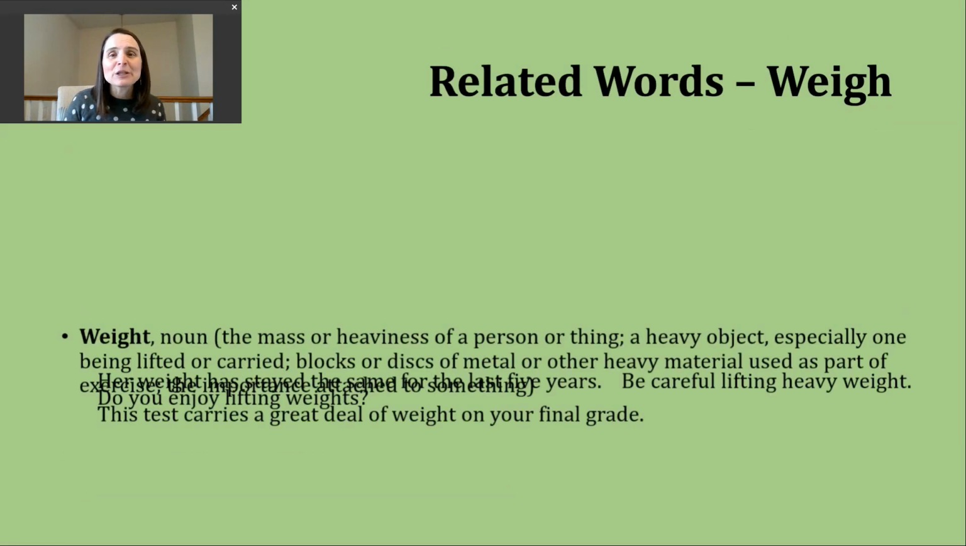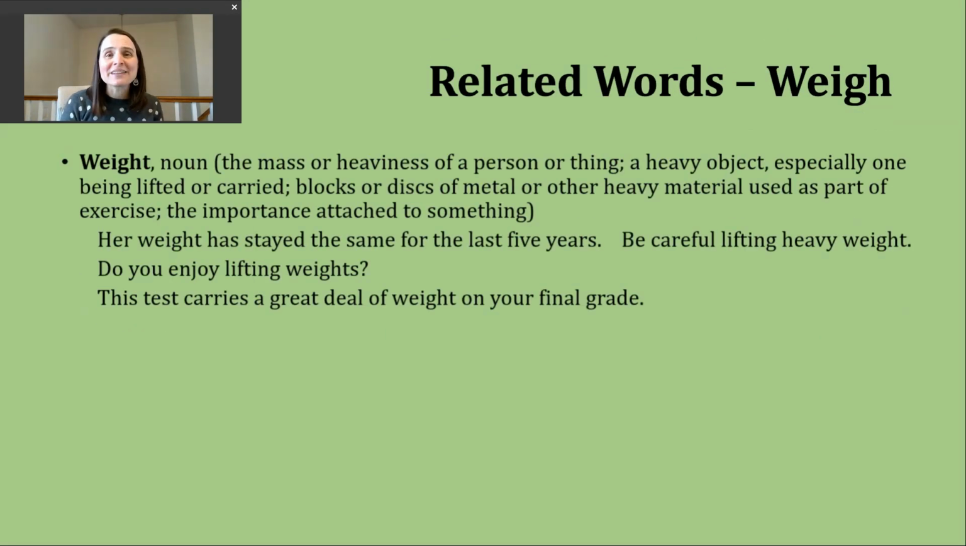Now, let's spend a moment looking at some words that are related to our verb weigh. The first word we're going to look at is just the noun form of this word. We're going to add the letter T to this, but we're still going to pronounce this with a long A sound. So our noun here is weight. One way to use this noun is to refer to the mass, the heaviness of some person or thing. An example of this might be, her weight has stayed the same for the last 5 years.